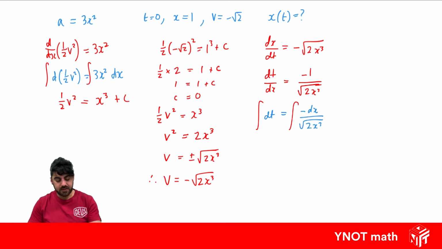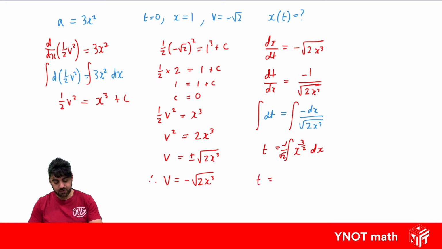So the integral of dt is just going to be t. And we can probably tidy up this right hand side to make the integral a bit easier. We can take out the minus 1 on root 2 and we'll be left with 1 over root x cubed, but we can write that as x to the power of 3 on 2, but with a minus since it's in the denominator, and dx. And now we should be able to integrate this.